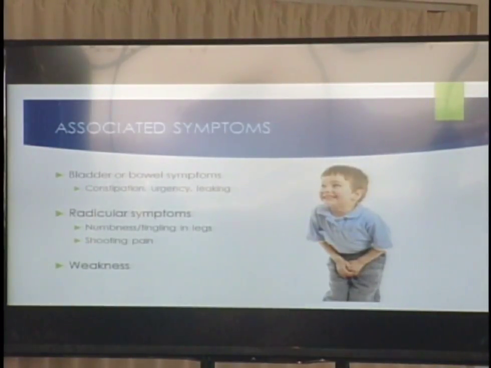Radicular symptoms, shooting pain in the legs or arms, numbness, tingling, those kinds of things. Even younger kids know kind of what numbness and tingling feels like if you kind of ask them about it, or in a way that they can understand. Weakness, thank goodness that's really uncommon in childhood back pain, but obviously if you see weakness, that'd be a concern.